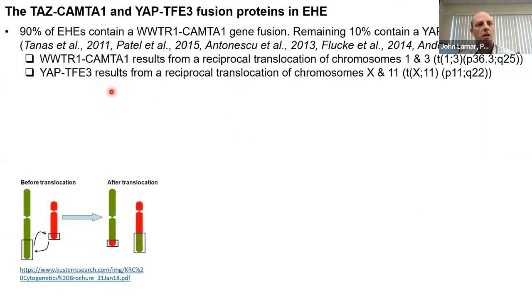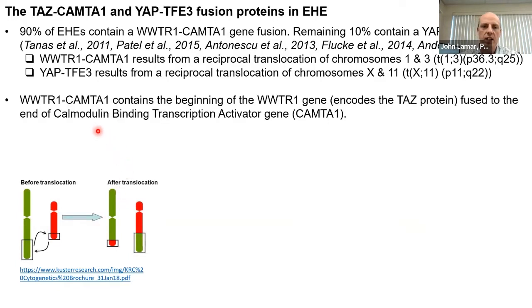So as we all know, the vast majority of all EHEs contain either the WWTR1-CAMTA1 fusion gene or the YAP-TFE3 fusion gene. And these fusion genes are a result of something called a reciprocal translocation. Let me tell you a little bit more about how this happens. Genes are contained in linear pieces of DNA in the cells, and they're organized into chromosomes. When a translocation happens, part of one of these chromosomes is exchanged with part of another chromosome. And so the resulting chromosomes have essentially exchanged arms. And this is what happens in EHE.